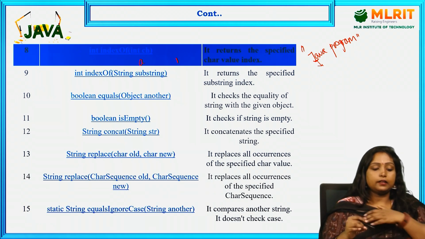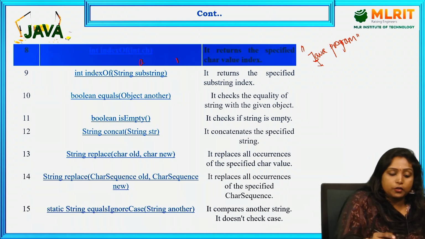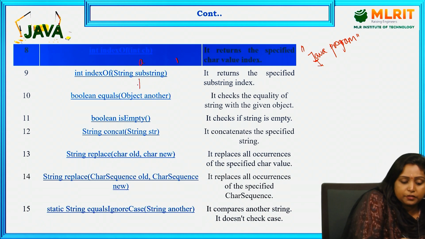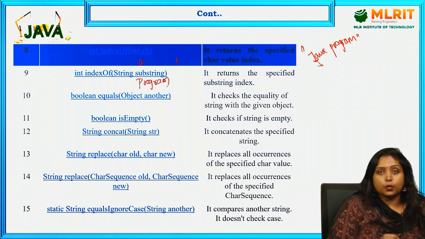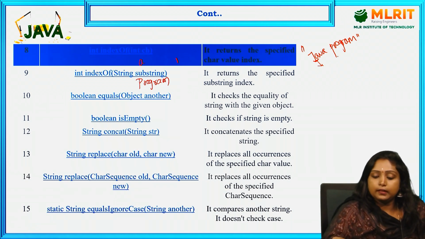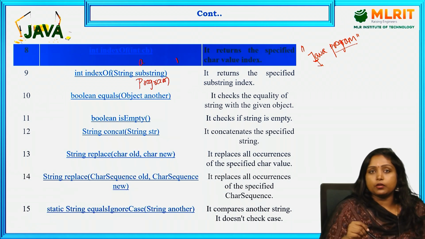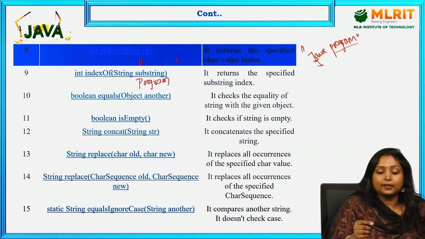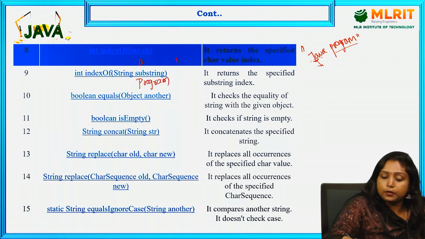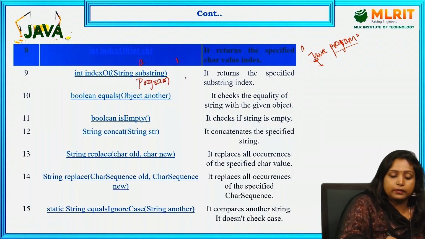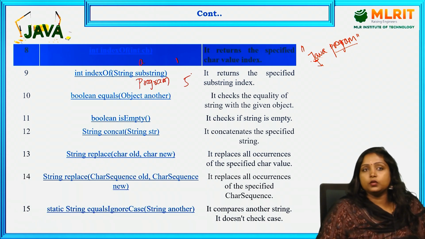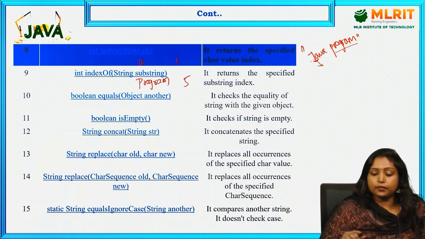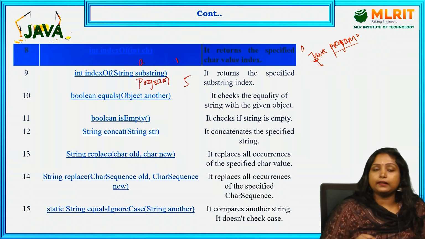And next, indexOf substring. I am giving my substring as "program". See here, the program is present in "Java program", isn't it? It will return the specified substring's position, 0 1 2 3 4 5. It will return the index value 5. If it is not there in a particular string, it will return you -1 or 0.